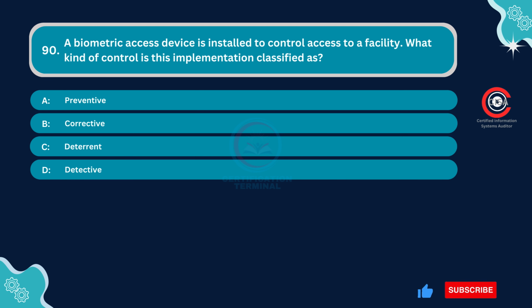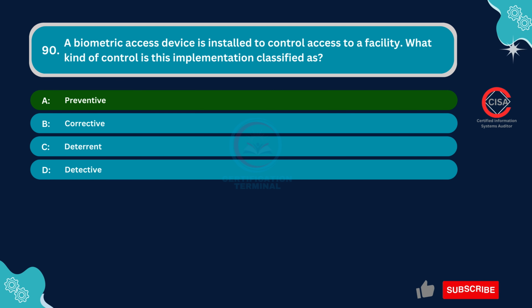The correct answer is Option A, preventive. Preventive controls aim to stop security incidents from happening in the first place. A biometric access device restricts unauthorized access to the facility, preventing potential security breaches or theft. This control mechanism proactively prevents unauthorized individuals from entering the building. Hence, the biometric access device acts as a preventive measure by restricting access and stopping unauthorized entry before it occurs.